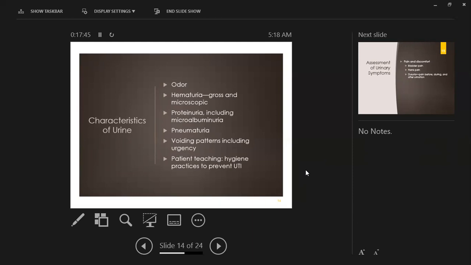And then pneumaturia, and this is air in the urine. So we see bubbling. This could tell us a little bit more about our protein balance. It also could tell us about our hydration status. Voiding patterns, including urgency. Why do we have urgency? This also could be related to infection or inflammation, but it also could be just a normal or expected complication of aging.